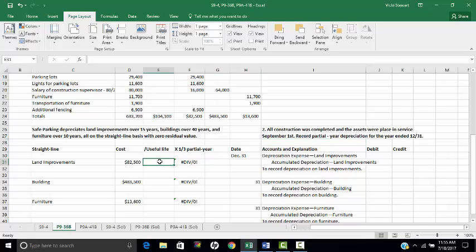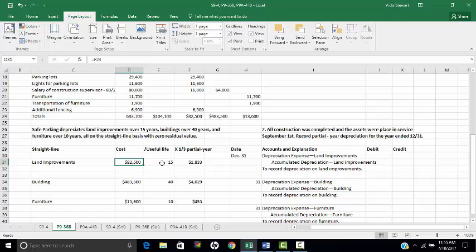So in this part, we're going to first calculate what the depreciation expense would be for that partial year. It states that Safe Parking depreciates their land improvements over 15 years, their buildings over 40 years, and their furniture over 10 years. So as I have the spreadsheet set up to calculate the partial year depreciation, it brought the total down from the first part of the problem.